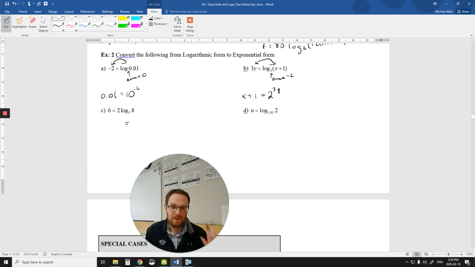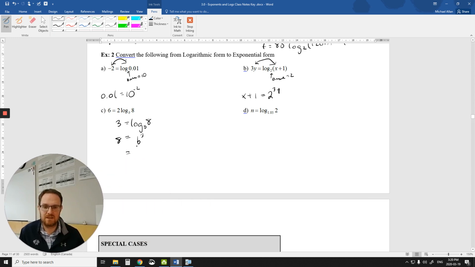Okay, the same rule applies from before. If there's an a value in the front, we've got to get rid of that a value first. We're going to divide both sides by 2 to start off with. So this turns into a 3. And now, because there's nothing in front of the log, I can change it back into exponential. So this is going to be b to the power of 3 is equal to 8. Now, if I wanted to solve for b, I just take the cube root of both sides. We get b is equal to 2.